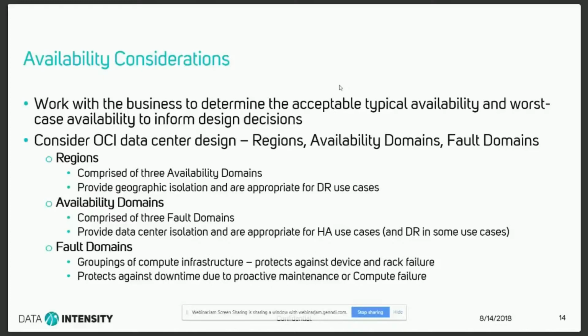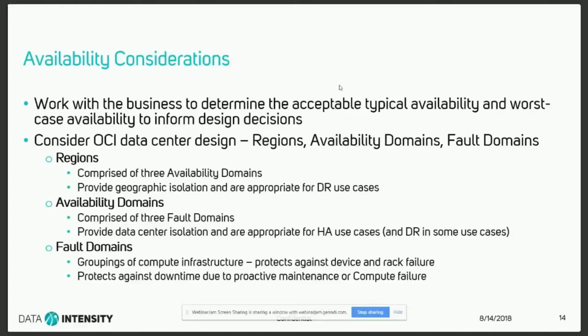Availability domains provide data center isolation and do work well with HA use cases. That's because there are high bandwidth, low latency interconnects between those data centers, and they're relatively close from a geographical perspective. And then the last thing you need to understand is the concept of a fault domain.